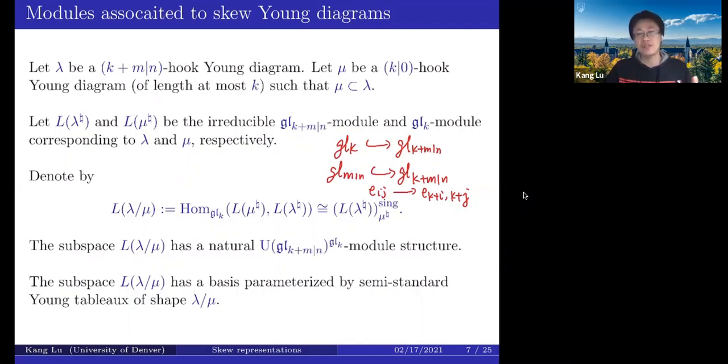So basically, the only freedom you have is just for the skew Young diagram. You have to make sure this is a semi-standard Young tableau. So there is a basis parameterized by the semi-standard Young tableaux of such shape.